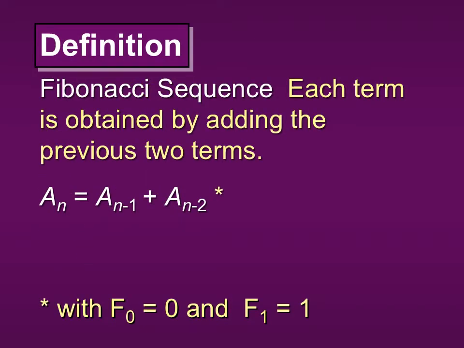The next sequence we're going to learn is the Fibonacci sequence. So each term is obtained by adding the previous two terms. So a sub n is equal to a sub n minus 1 plus a sub n minus 2. So the previous two terms. Just so you know, the Fibonacci sequence will always start with f of 1 equals 1 and f of 0 equals 0, right? So 0 plus 1 is 1, so f sub 2 would be 1.